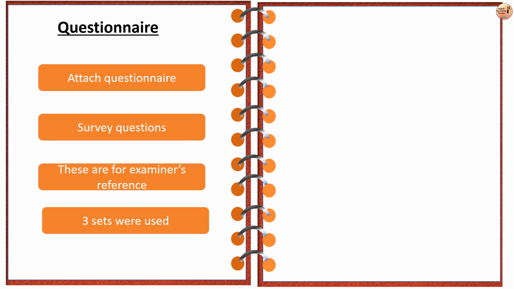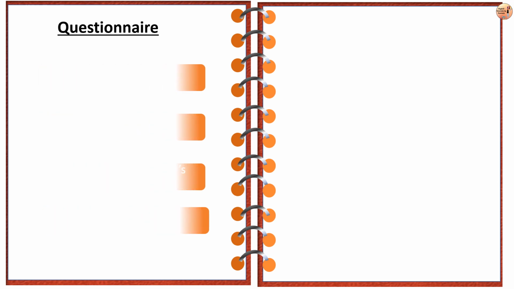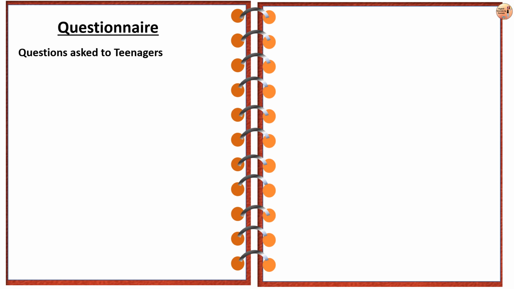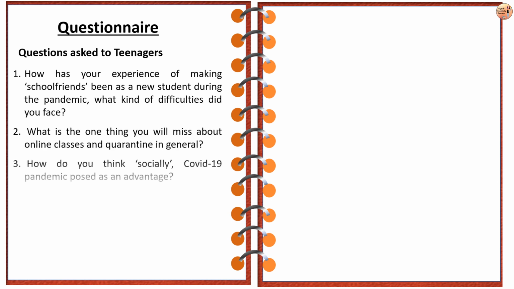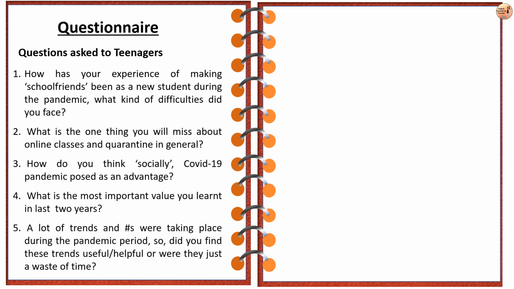For impact of COVID-19 on mental health, 3 different questionnaires were used to conduct survey and interviews among 3 different groups. First questionnaire was for teenagers. Few questions asked were: question number 1, how has your experience of making school friends been as a new student during the pandemic? What kind of difficulties did you face?